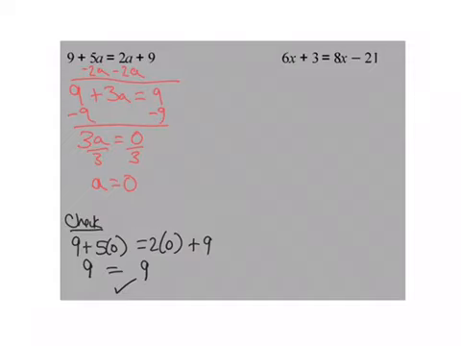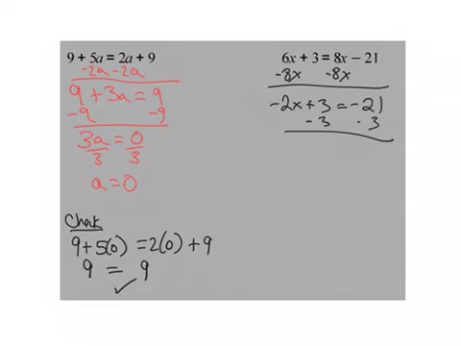All right, let's do one more of these. We're going to take one of them away. First, I'll start with the 8x and the 8x. And I've got negative 2x plus 3 is equal to negative 21. We're going to subtract 3 from both sides. Negative 2x is equal to negative 24. And we're going to divide both sides to isolate that x. And we're left with x equals 12. And we're going to check it.